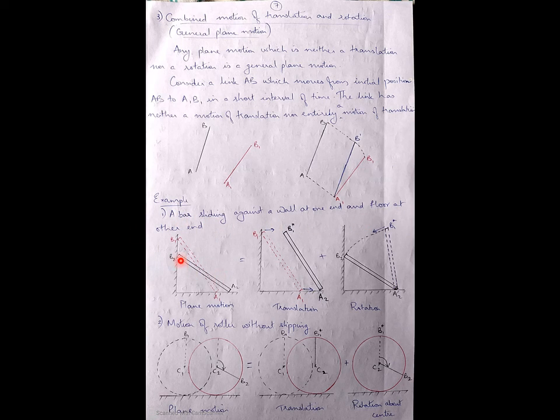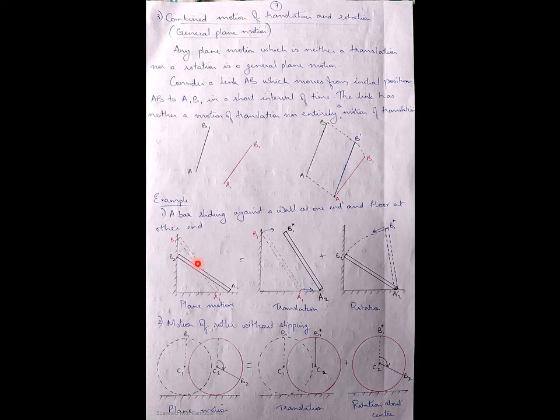It may be a bar or a stick or a rod or a ladder. It may be anything like that. So initially the position was A1, B1, shown in red lines. Now it is kept against a wall and a floor, and it is sliding from this position to this position. So the initial position is A1, B1. The final position is A2, B2.